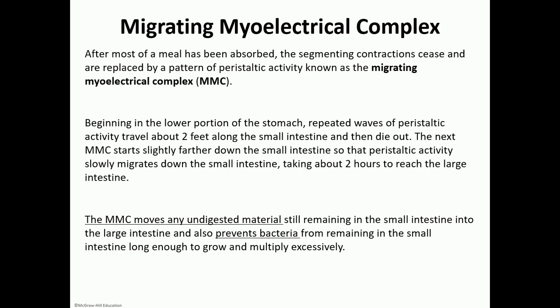Now, how do we start eliminating different things? When we're done eating and we're done digesting all of the products, we have to make sure that the small intestine is empty. If there are any remnants of undigested substances that remain in the small intestine, they can ferment, and that can lead to the overgrowth of bacteria.